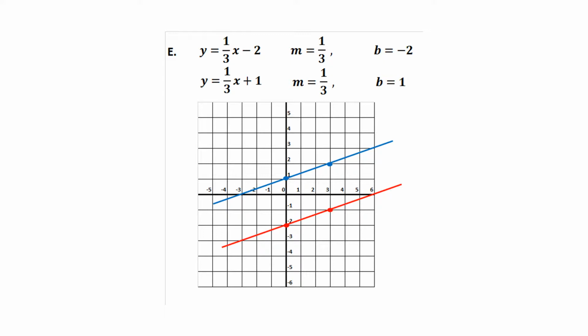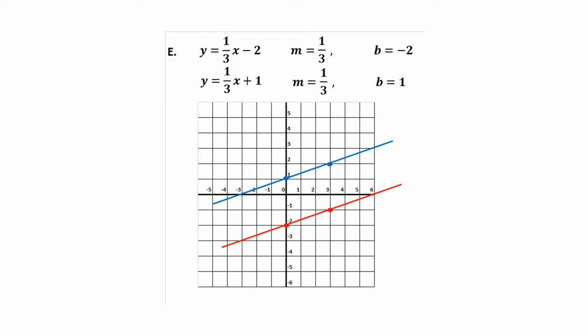In this example, we have two lines. One equation is y is equal to 1/3 times x minus 2, and the other one is y is equal to 1/3 times x plus 1. The slopes are equal. They slope the same way. So with the first one, the y-intercept is -2. The slope is 1/3. We go up 1, go over 3, and that's the red line.